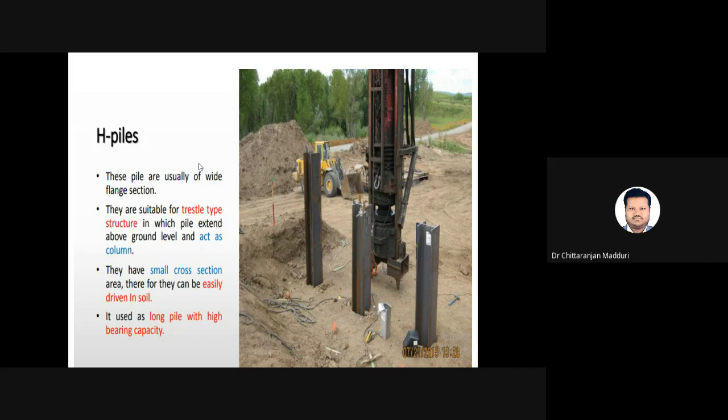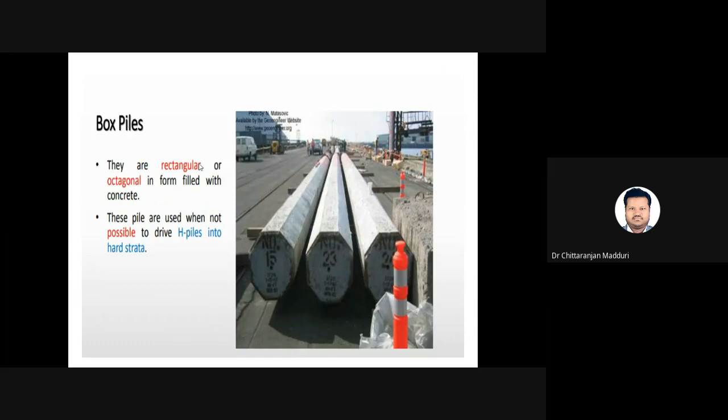They are suitable for terrestrial type structures in which the pile extends above the ground level and acts as a column. They have a small cross sectional area, therefore they can be easily driven into the soil. It is used as a long pile with high bearing capacity. That is the use of H piles. The advantage is that they can enhance the bearing capacity of the pile. Box piles are rectangular or octagonal in form and filled with concrete. These piles are used when it is not possible to drive H piles into hard strata. Sometimes because of hard soil, the H piles cannot be driven into the ground. In such a case, we can go for box piles.